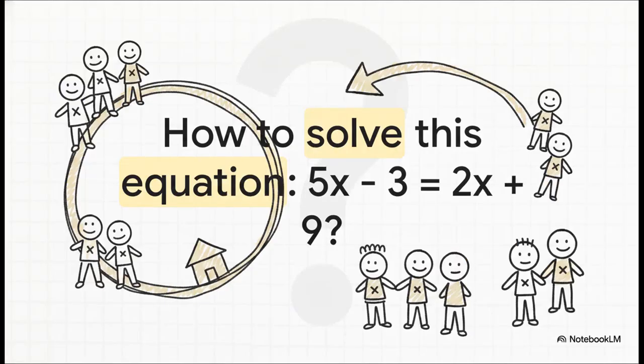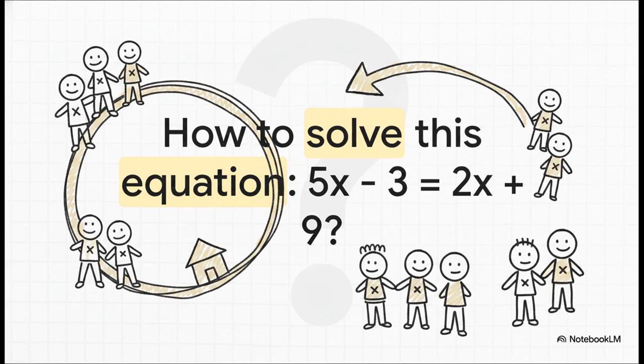Up until now, we've learned exactly how to solve equations where the unknown variable, like the letter x, appears on just one single side. You just isolated the x, right? Pretty easy. But now look at this. 5x minus 3 equals 2x plus 9. The unknown is on both sides of the equal sign at the exact same time. Okay, let's dive into this. How do we even decide which side the variable should settle on?